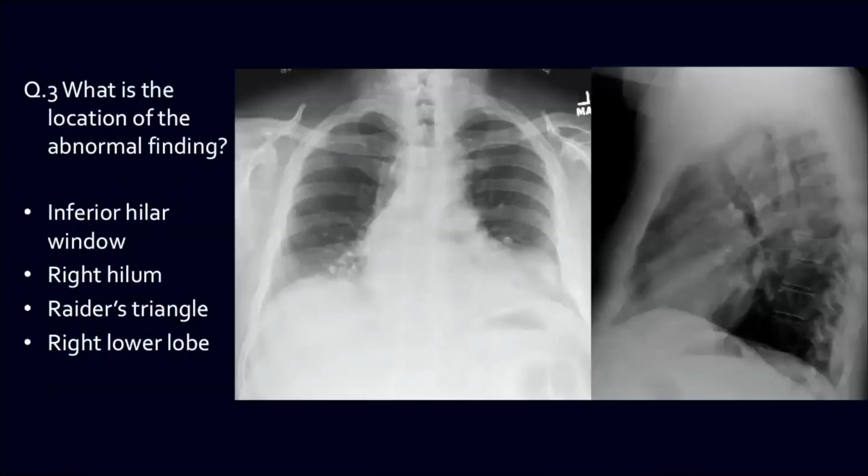Now we have another question here at this point, and we have both frontal and lateral chest radiographs, and you can look at this X-ray and think of where is the location of the abnormal finding here. And again, 4 options. So you can take a few moments.